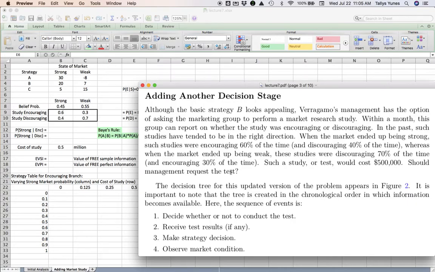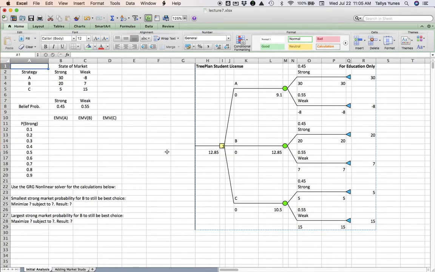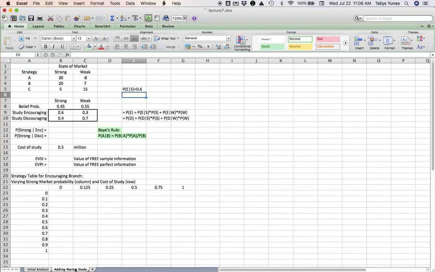So in our previous tree, we were just going with our initial belief. I think there's a 45% chance of strong, a 55% chance of weak. These are the payoffs. What do you do? A, B, or C, and done. Now we want to do the following. Before we commit to A, B, C, let's consider doing a study. So that's going to be a fork on the road under my control. Do study or not, right?